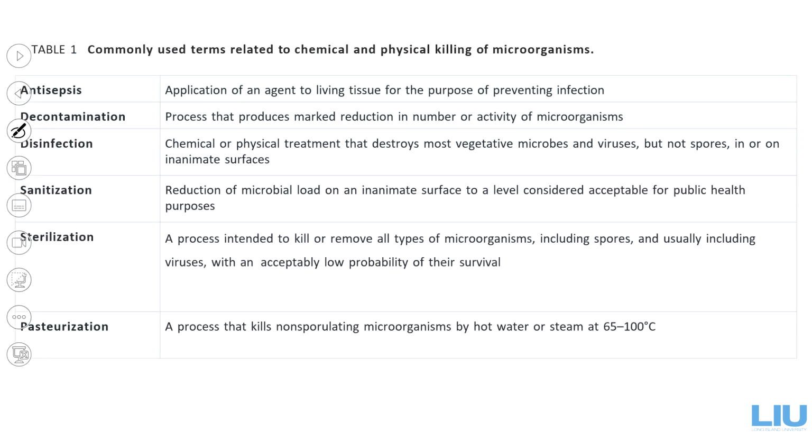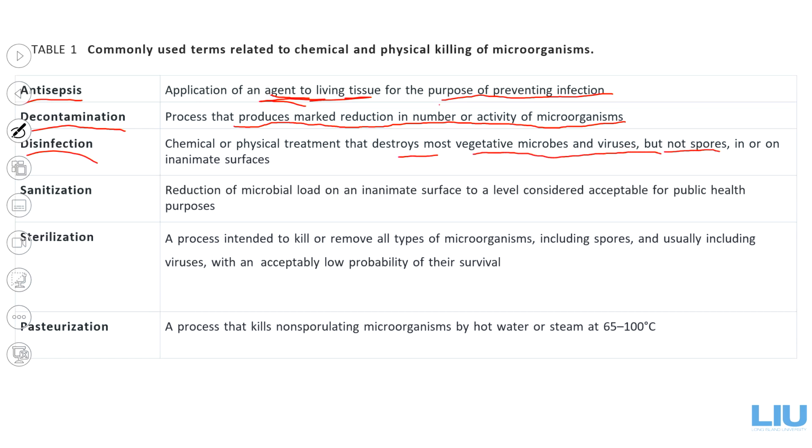Okay, let's look at further definitions or actions. So we have antisepsis, application of agent. So these are the actions, not the definitions, but they're related. These are like application of agents to living tissues for the purpose of preventing infection. Decontamination, the process that produces marked reduction in the number or activity of microorganisms. Disinfection destroys most vegetative microbes, viruses, but not spores, on an inanimate surface.